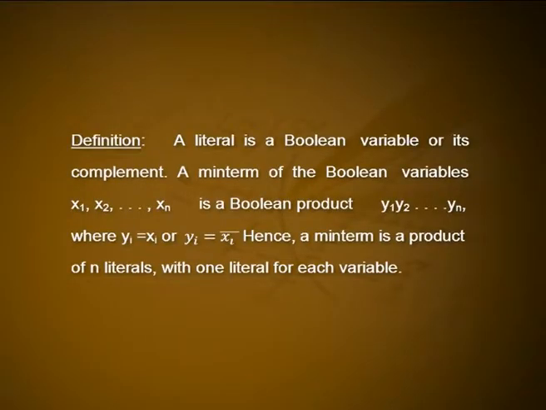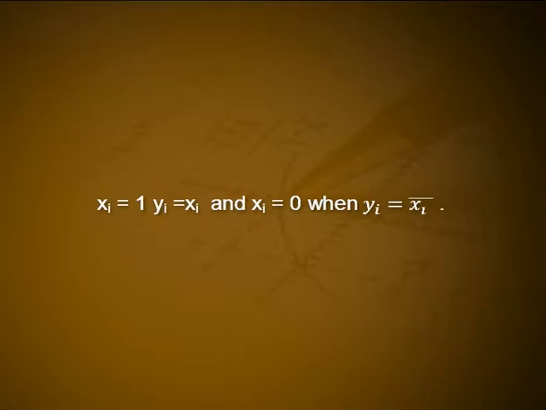We move on to a definition. A literal is a Boolean variable or its complement. A minterm of the Boolean variables x1, x2, etc., xn is a Boolean product y1, y2, etc., yn, where yi equals xi or yi equals xi bar. Hence, a minterm is a product of n literals with one literal for each variable. More precisely, the minterm y1, y2, etc., yn is 1 if and only if each yi is 1, and this occurs if and only if xi equals 1 when yi equals xi, and xi equals 0 when yi equals xi bar.